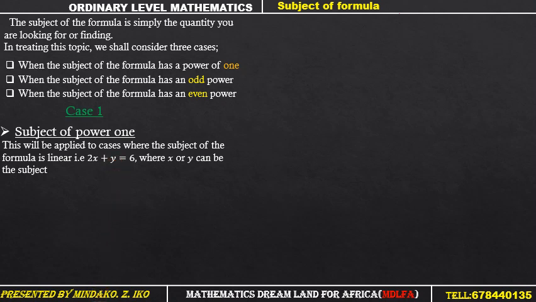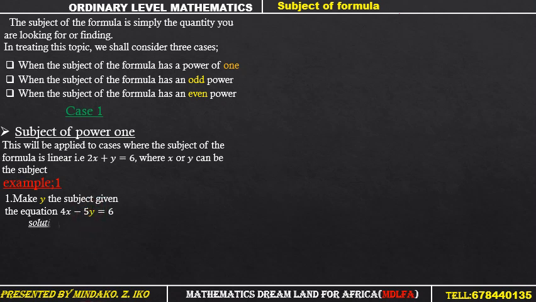So we are going to take some examples in order for us to master the topic. Example 1 says: make y the subject given the equation 4x minus 5y equal to 6. We are making y the subject, so it means we are interested in the term having y.